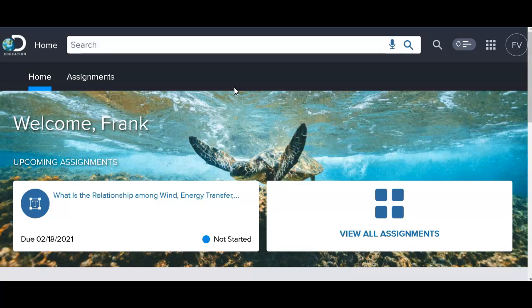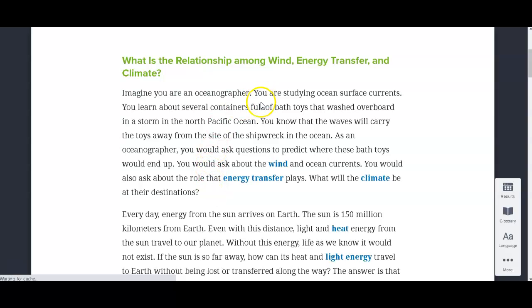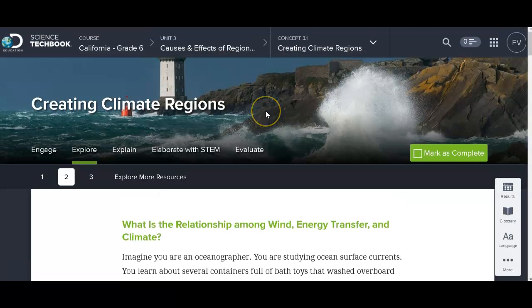When you log into Discovery Education, you should see one of the assignments that pop up should be, what is the relationship among wind energy transfer? You're going to click on that one. So you probably have multiple ones. Just make sure you find that one. It's going to take you here.